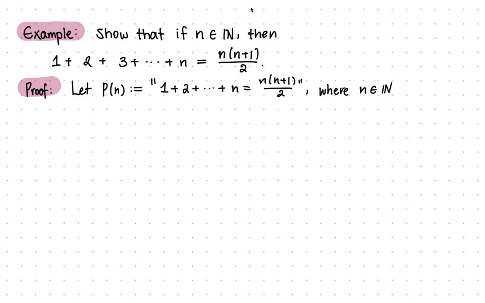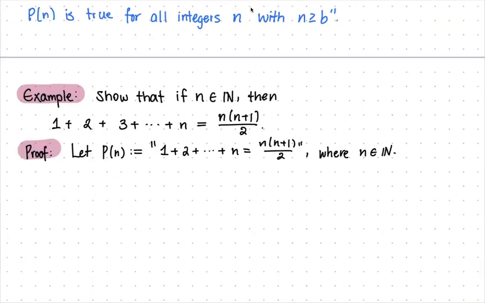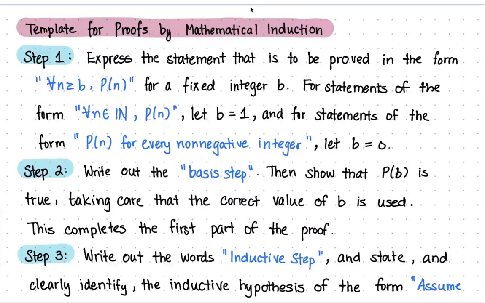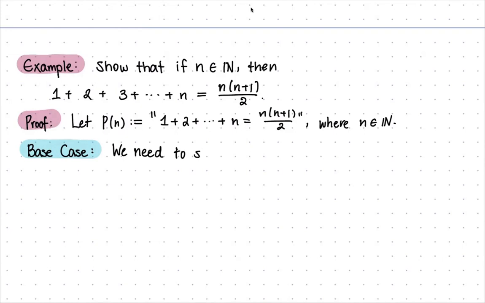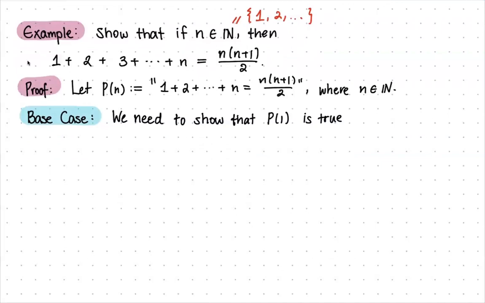Okay, so we need to do 2 things. First step, we did step 1. Now, according to the template here, we need to do our basis step. So we write down the base case. Because n starts at 1, we need to show that P of 1 is true. Usually when we see this symbol, we mean that n is equal to 1, 2, and so on. So the first value that you want to use is 1. So we want to show that P of 1 is true.